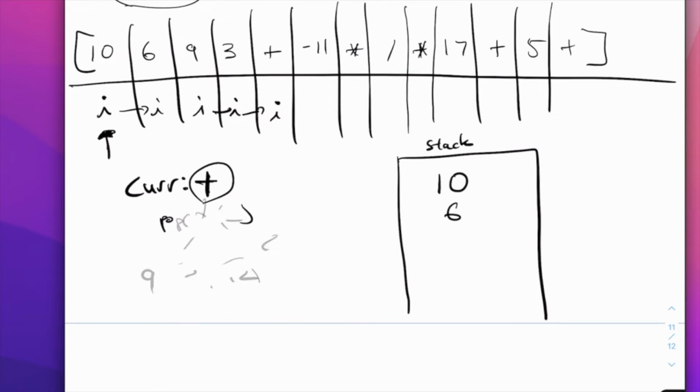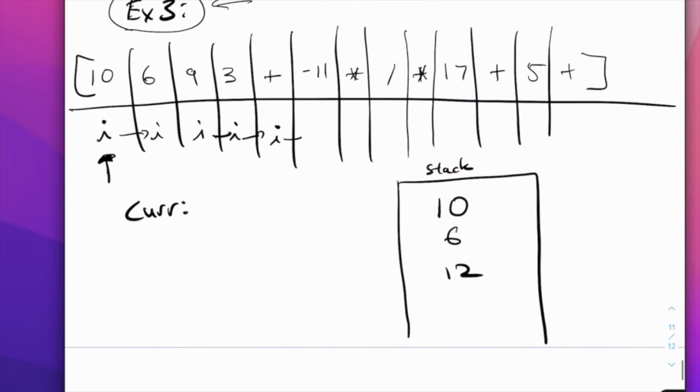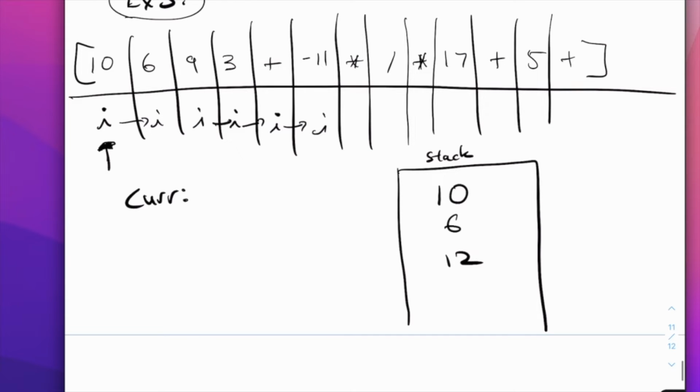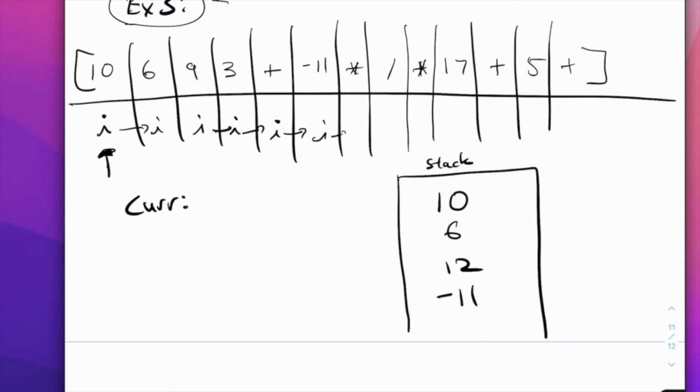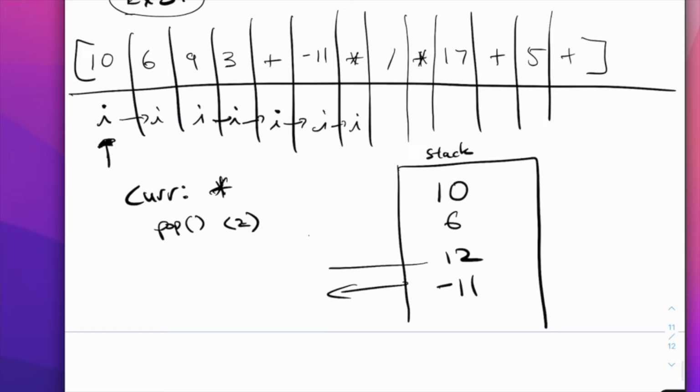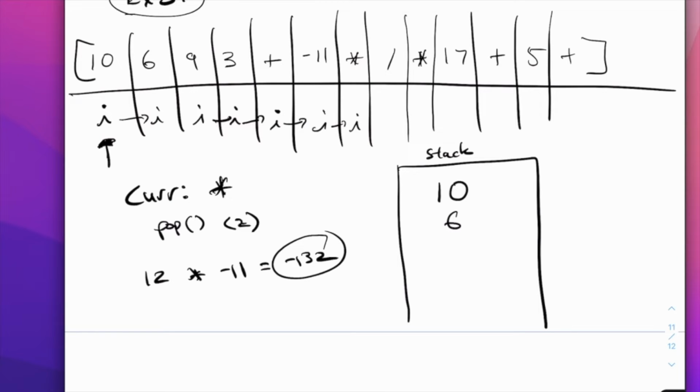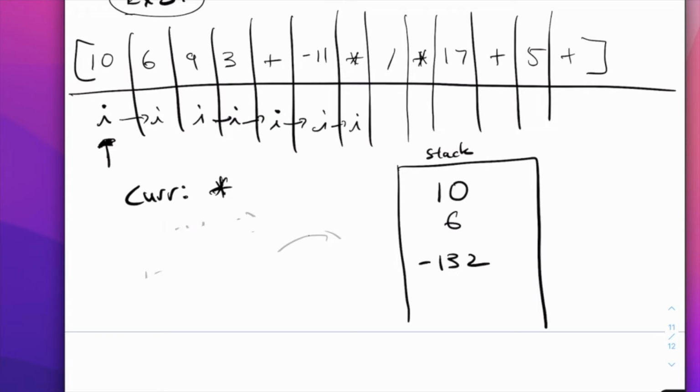I'm going to get rid of all these. We have 12 now on the stack. Okay, and then we move on. i is now at -11, so we push -11 onto the stack. And now i is at the multiplication, so here's the pattern again. We pop 2 elements off of the stack, and we say 12 times -11 equals -132. I might have had to look this up on the calculator. Full disclosure, forgot my multiplication there, but -132 gets put onto the stack.